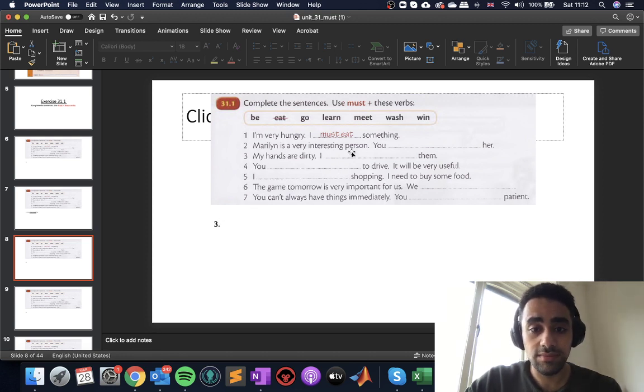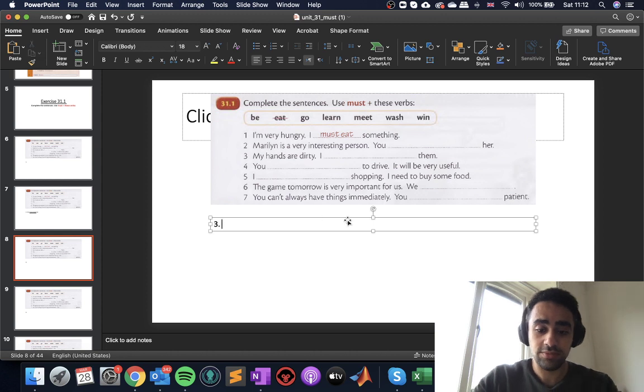My hands are dirty. I must, because we always have must, and then we used meet, so wash. Especially these days, you must wash your hands. So I must wash them.